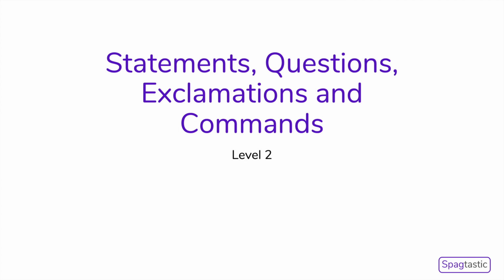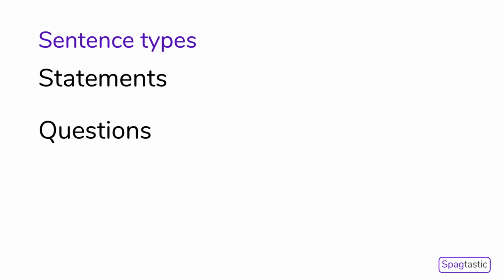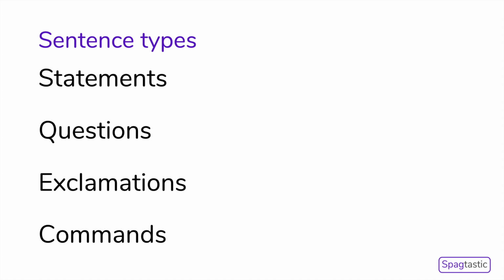In this lesson we are going to be learning about statements, questions, exclamations and commands. This is a level 2 skill. There are 4 sentence types we are going to learn about in this lesson. They are statements, questions, exclamations and commands. Each sentence type is structured differently and it has a different job.